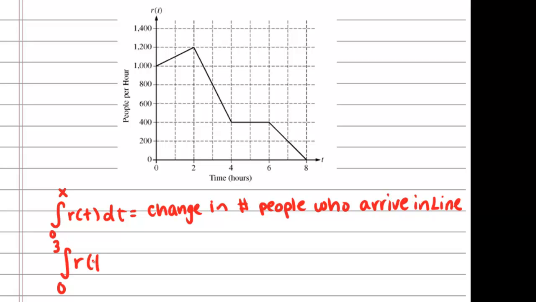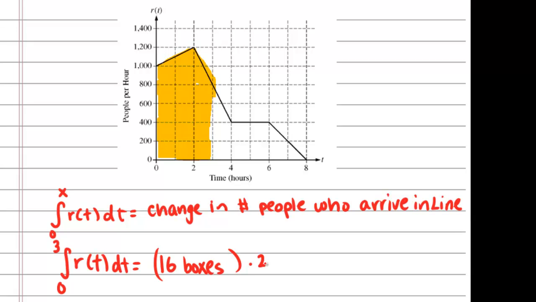So, in the first problem, we're asked to find the number of people that arrived in the first 3 hours. Well, it's the integral from 0 to 3 of r of t dt. So in other words, we're looking for the area under this graph between 0 and 3. I've counted that there are 14 full boxes plus the top portion, which represents one more box, and then the portion between 2 and 3 up top, which represents an additional box. So 16 boxes total.